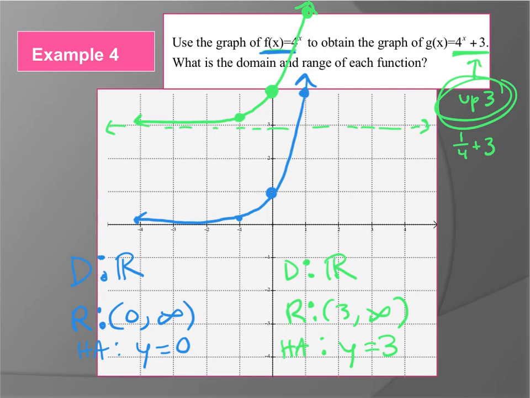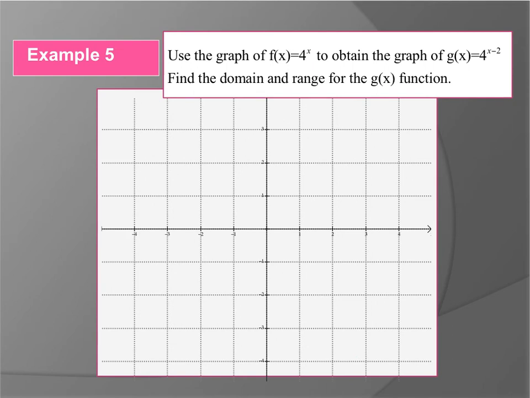All right, let's look at our next one. So we're going to use the graph of f of x equals 4 raised to the x to obtain the graph of g of x equals 4 raised to the power of x minus 2. Find the domain and range for the g of x function. So we just graphed this f of x. We have a point at 4, a point at 1, and 1/4. So our f of x looks like this. It's the same graph that we did on the last one.